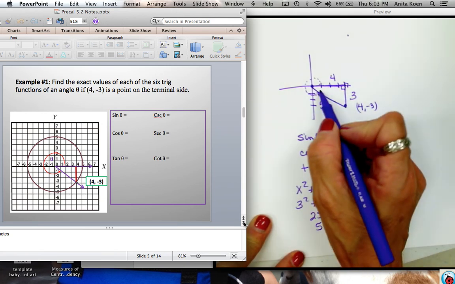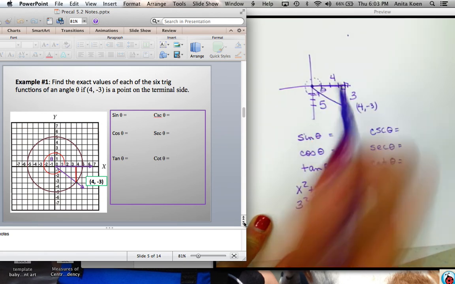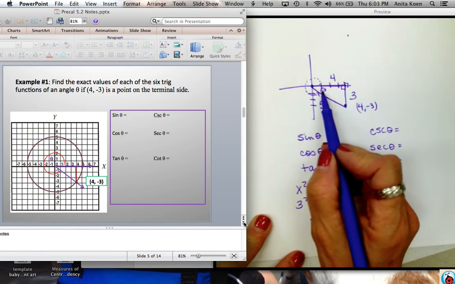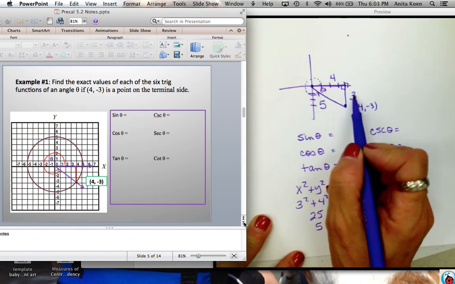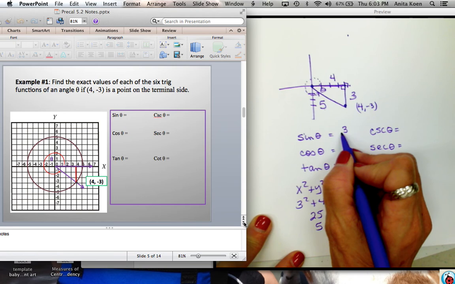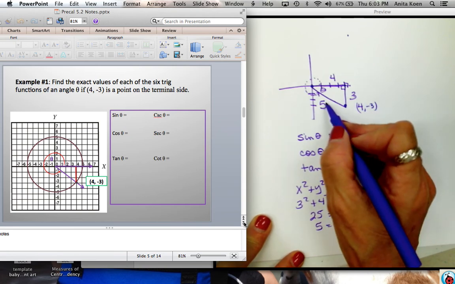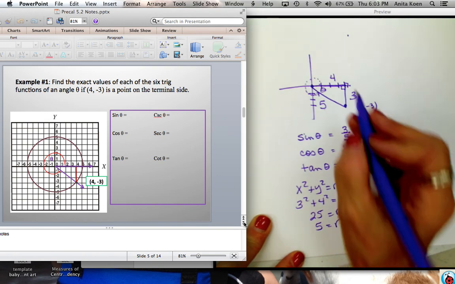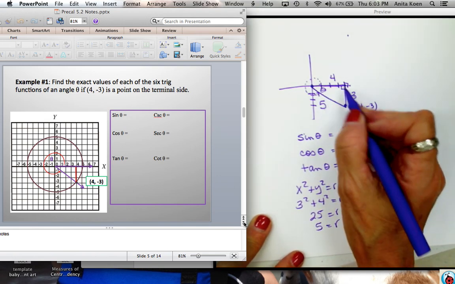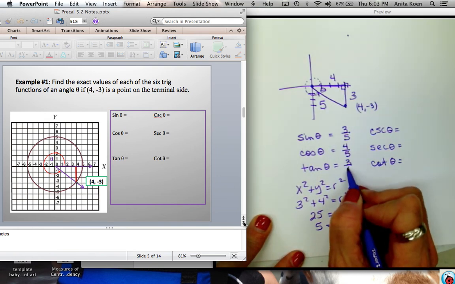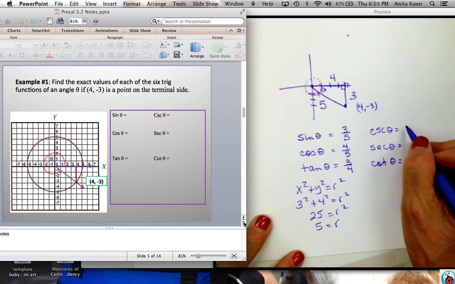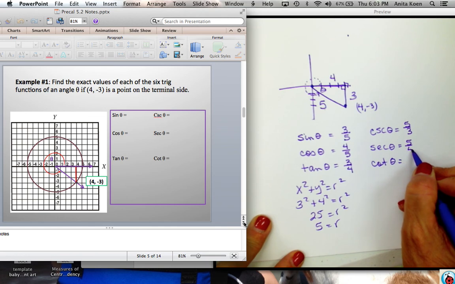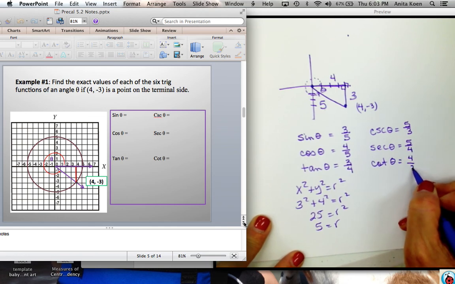So here's my reference angle. I'm going to call that theta. And then we're going to do the sine is the opposite over the hypotenuse, which is 3 over 5. The cosine is the adjacent over the hypotenuse, which is 4 over 5. And the tangent is the opposite over the adjacent, which is 3 over 4. Now we're going to take the reciprocals of all those to find the other 3 trig functions.